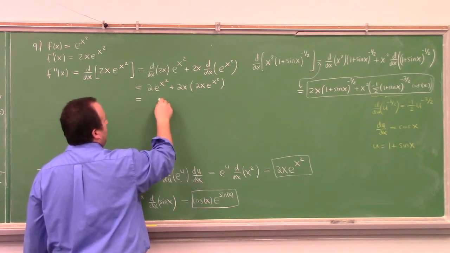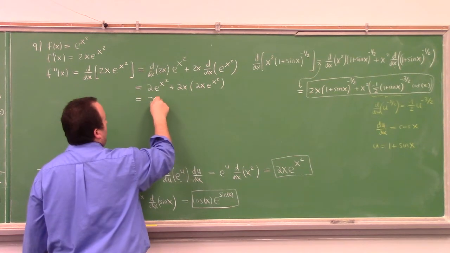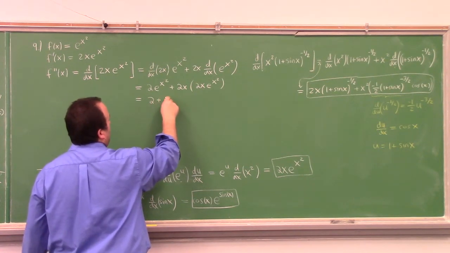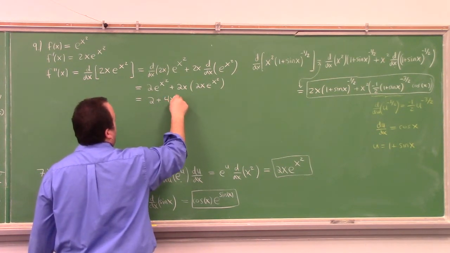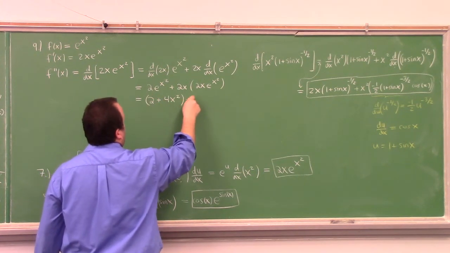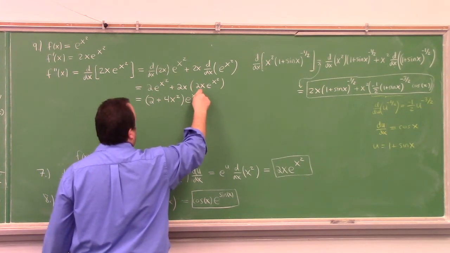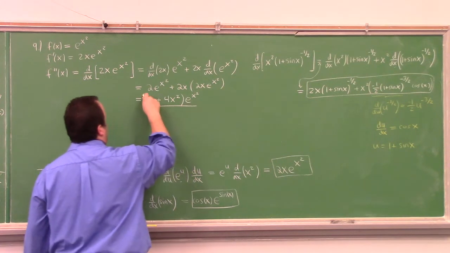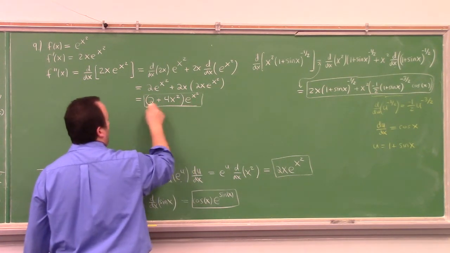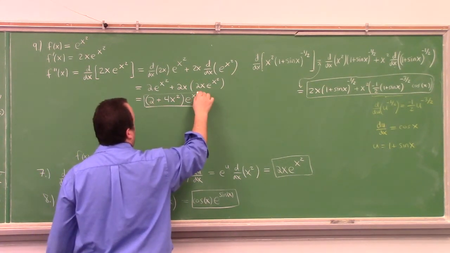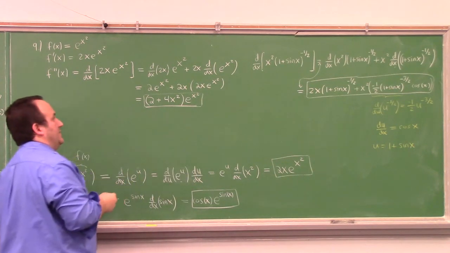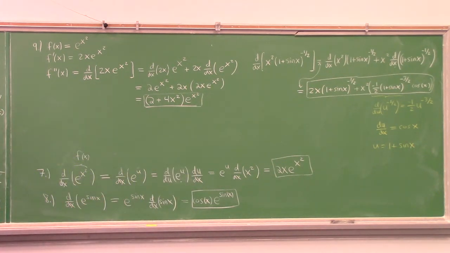This is 2 plus 4x squared, e to the x squared. You could factor out a 2. That's true. I could have. I'll leave it like that, though. Now, you were asking me before, should I simplify, shouldn't I simplify?